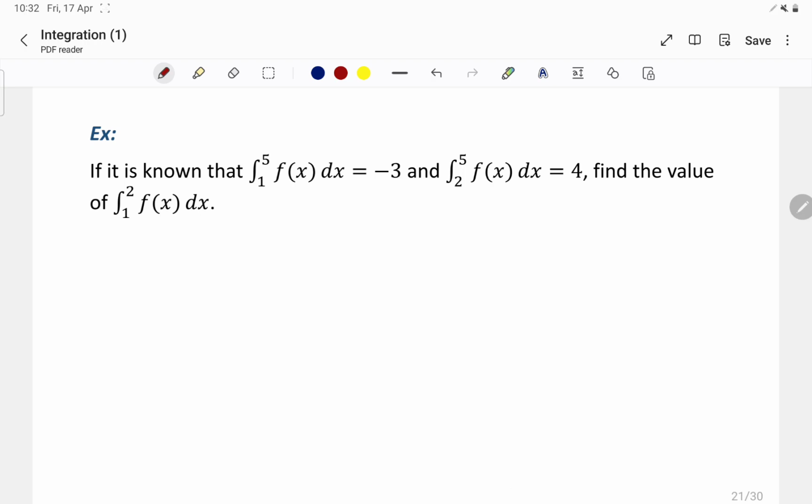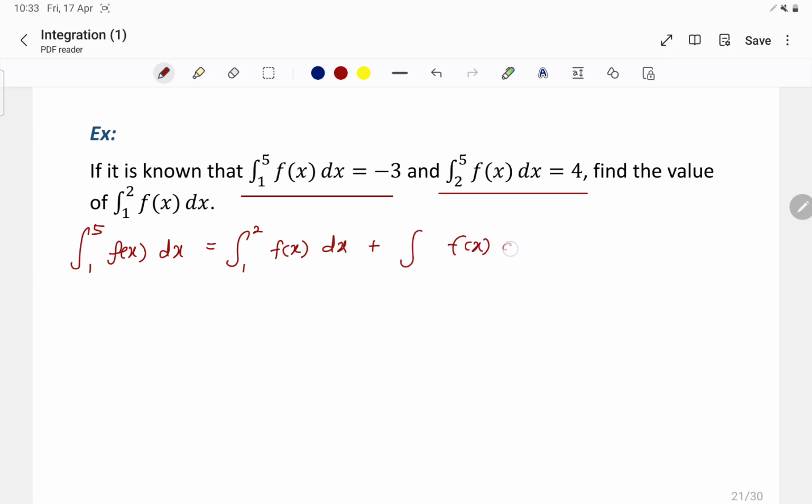So we go through another example here. The same kind of question. It is known that the integral of f(x) from 1 to 5 is negative 3 and from 2 to 5 is equal to 4. Find the value of the integral of f(x) from 1 to 2. Right now, we have the integral of f(x) from 1 to 5. You can use the property: we separate it into the integral of f(x) dx from 1 to 2 plus the integral of f(x) dx from 2 to 5.